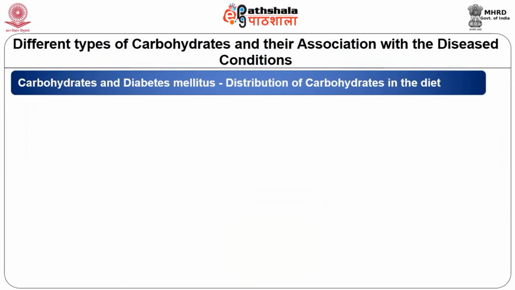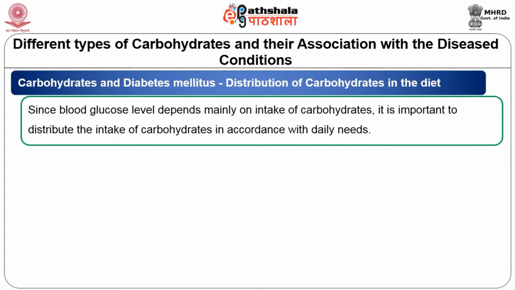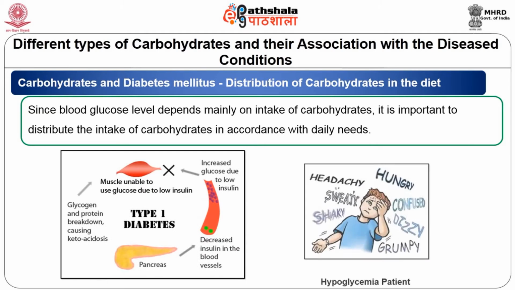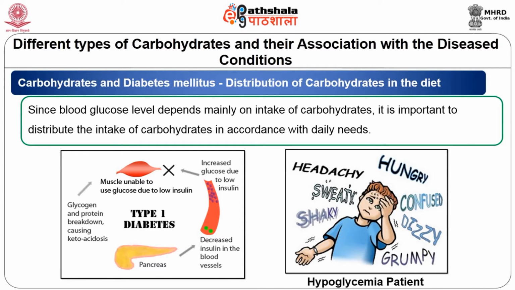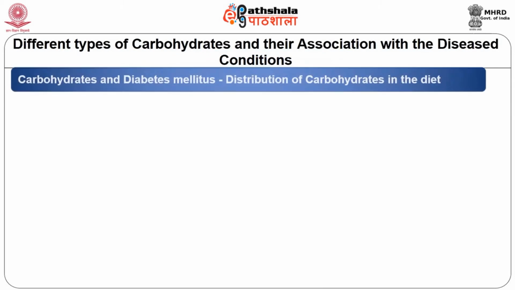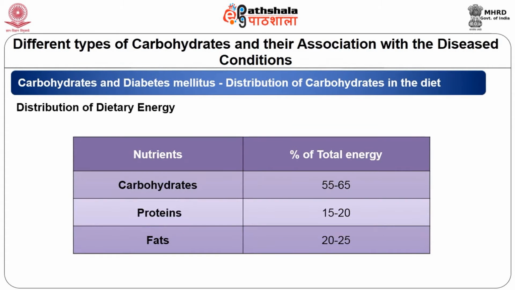Now we will see the distribution of carbohydrates in the diet. Since blood glucose level depends mainly on the intake of carbohydrate, it is important to distribute the intake of carbohydrate in accordance with the daily needs. For example, in type 1 diabetes, it may be necessary to give additional carbohydrate before the patient goes to sleep to prevent hypoglycemia.